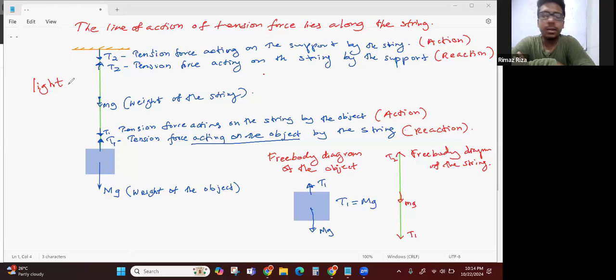In a light string, the tension force will be same at every point of the string. Now suppose if this string is light, that means it has a negligible mass, so therefore no weight.